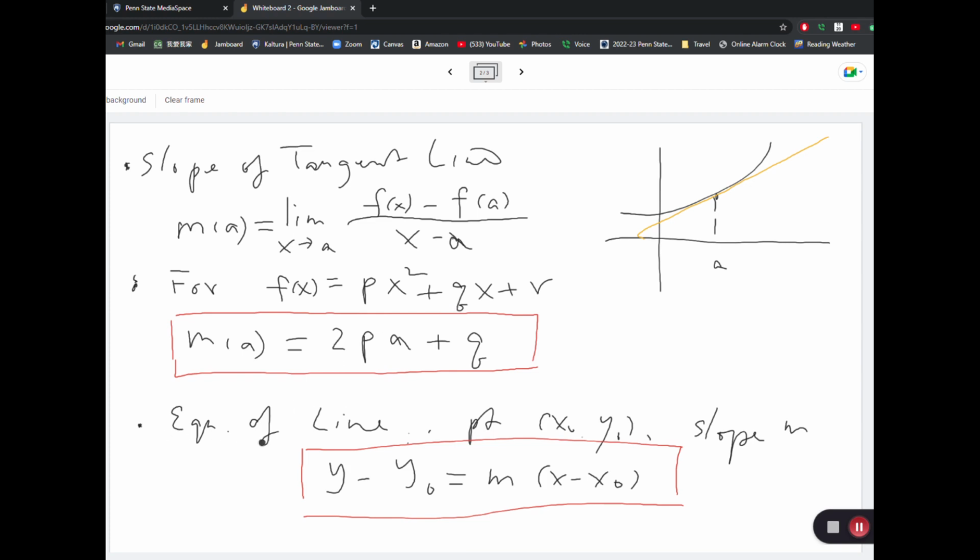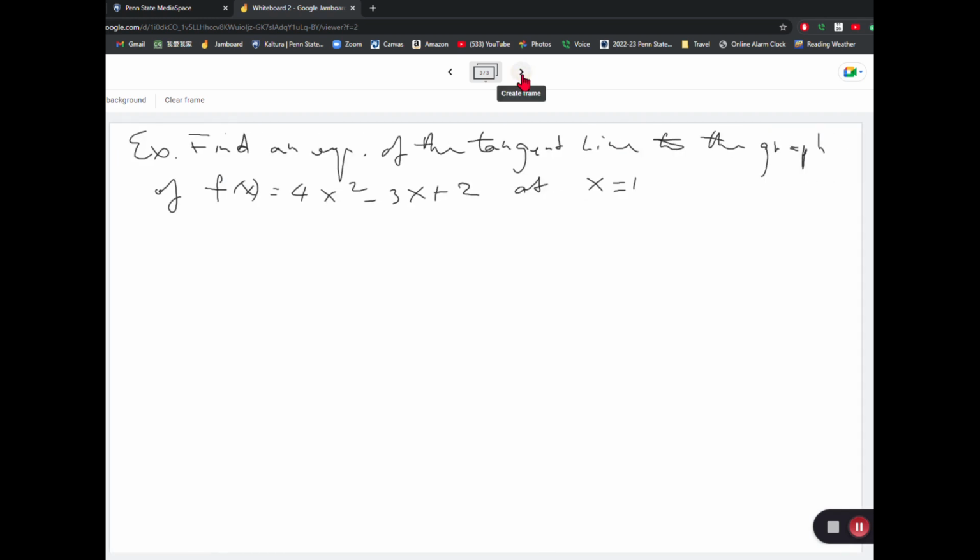So here, let's review the formula for the equation of a straight line, just so we can apply the result here to do something. The formula for the equation of a line is y minus y0 equals slope times x minus x0, for a line with slope m through the point x0, y0. All right, so now let's see the example.